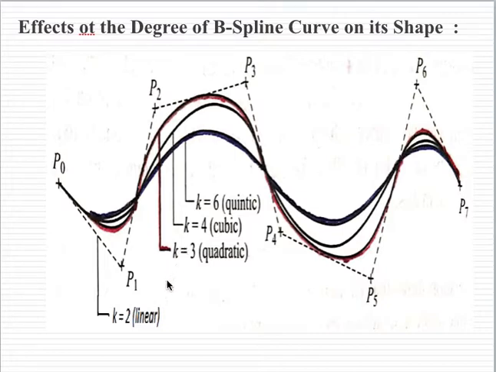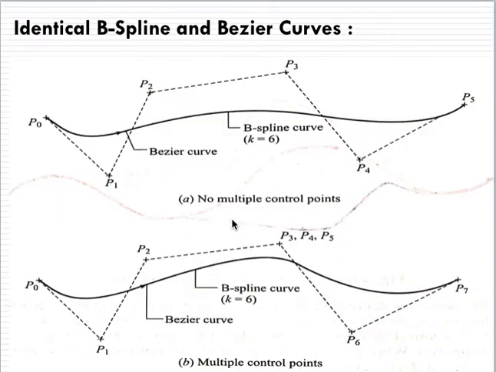If k equals the number of control points, that is n plus 1, where n is the number of control points minus 1, then the resulting B-spline becomes a Bezier curve. You can see in this figure, if k is equal to the number of control points, the B-spline curve becomes a Bezier curve, because k, the order, is equal to the number of points, so there is no change in the curve.